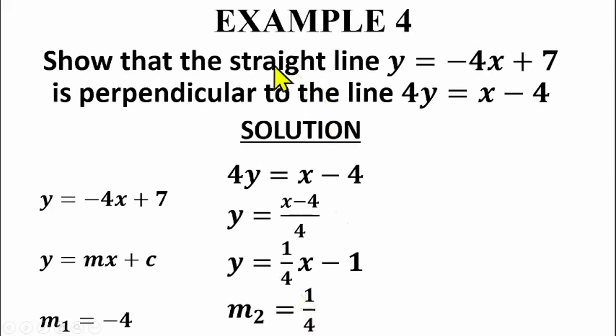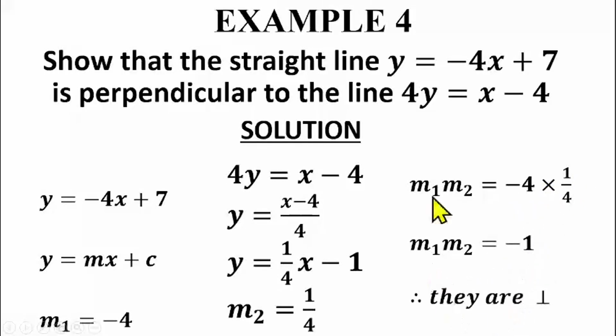So now we have to show that they are perpendicular. That means the product of their gradients should be equal to minus 1. So m1 times m2 will be equal to minus 4 times 1 over 4. 4 will cancel 4, and that will give us minus 1. So we can see that they are perpendicular, as we have been able to show using the condition for parallelism and perpendicularity.